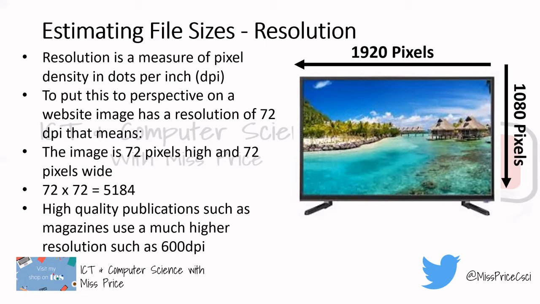So the higher the quality publications, such as magazines, okay, because magazines are obviously very glossy, they've got to make the images look absolutely fantastic. So they've got a resolution of 600 DPI. So if we do 600 times 600, how many pixels do you think would be in that image, or can you calculate would be in that image?